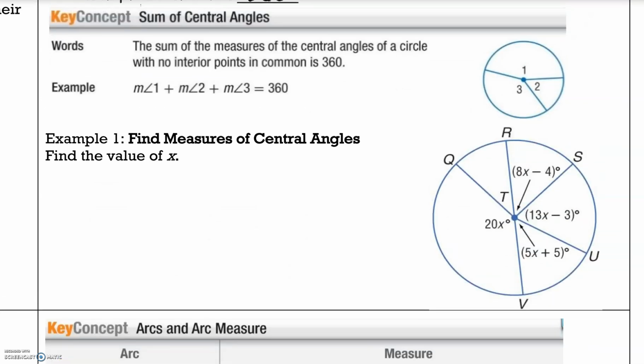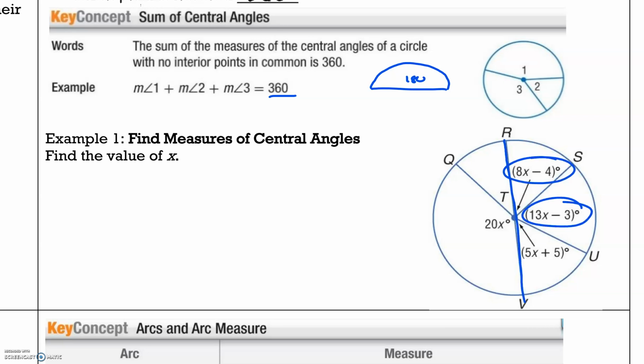We can also add up our angles inside here, and the total again is 360. We can also look for half of a circle, a semicircle, and we know that's going to be 180. So in this example, we see that there's half right here. So we can just add up these 3 and set them equal to 180, and then we can solve for x.